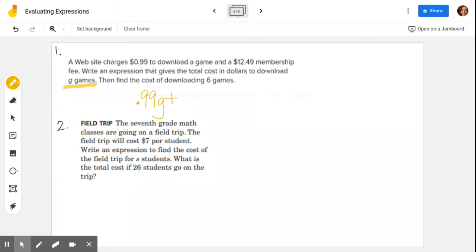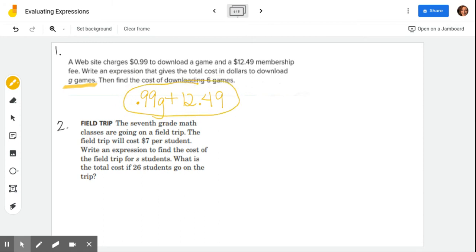Plus, we have to pay just one time a $12.49 membership fee. There's my expression. I don't want to put equals beside it. I don't want to put my answer yet. I want to leave it just like that for my expression.